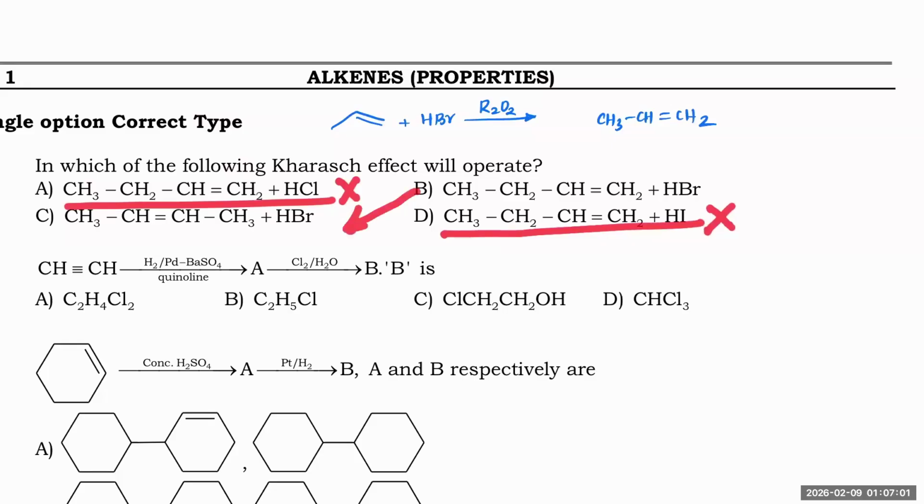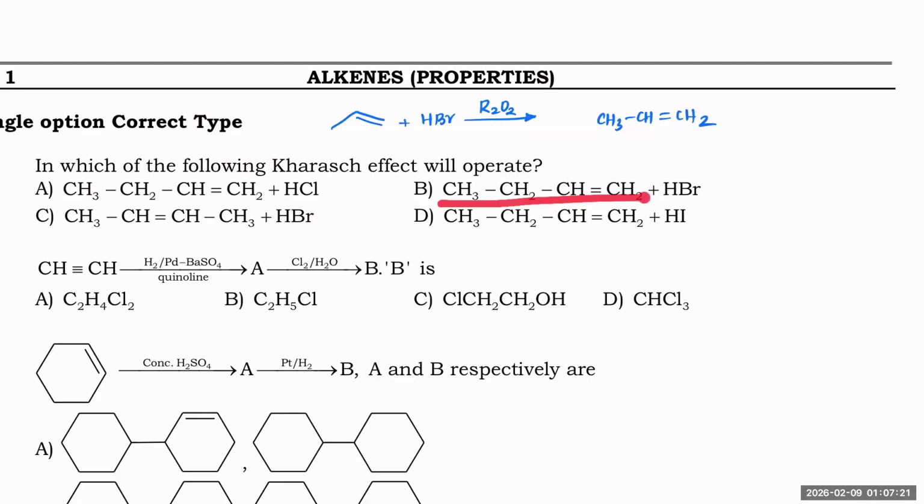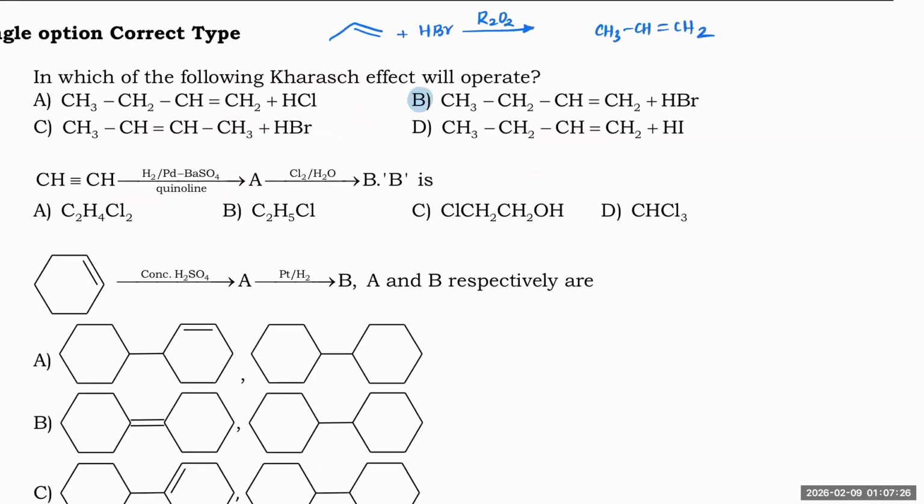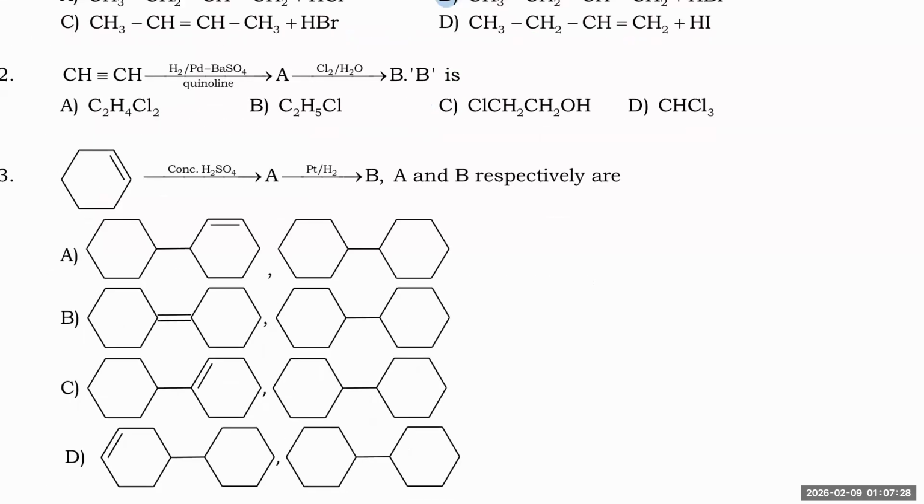Now between these two, if you notice here, there is no unsymmetrical alkene because both sides, the number of hydrogens are same. Hence, we will not be able to differentiate that there is a Markovnikov or anti-Markovnikov addition. By the way, Kharash effect means anti-Markovnikov addition. Okay, so only B can show the anti-Markovnikov addition form. Done. Right. See the next question.